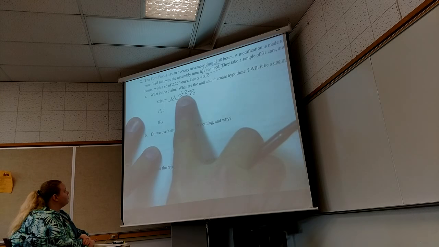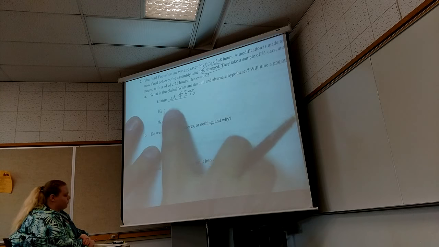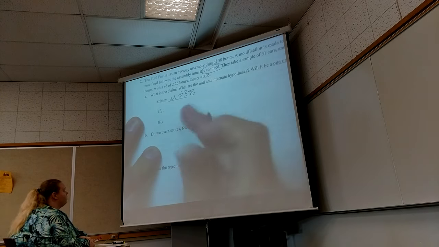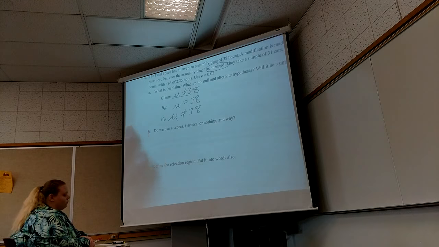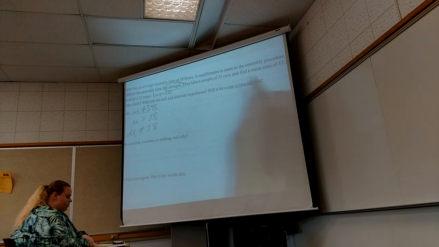Now, does it have an equal sign in it? No, it has the opposite. So which one is it going to be? The Ha. I love it. And what's the opposite of mu not equal to 38? Mu equal to 38. So I've always got to be opposite. So the claim could be either one. Wherever you put it, you got to want the opposite, because those are two opposite viewpoints. So it's going to definitely be a two-tail test.